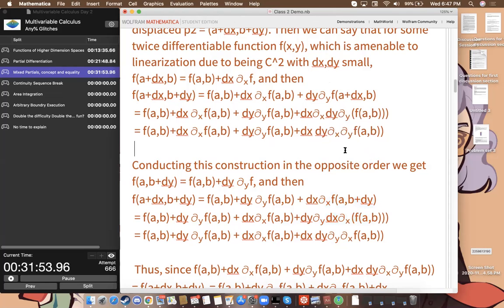Oh yeah, sorry. I had to mute myself. My bad. No, yeah, you're totally fine. You're totally fine. But yeah, that's how we know the equality of mixed partials.